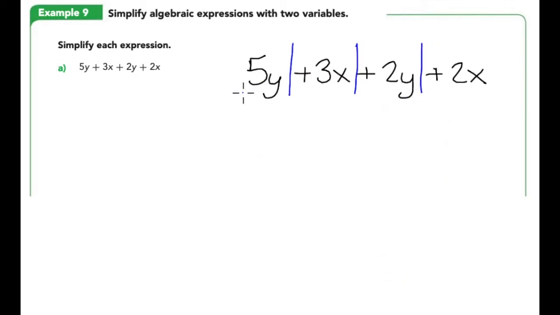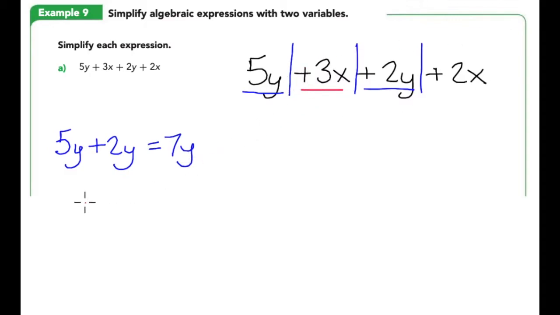So I'm going to start with my first term of 5y. And now I want to look for any like terms. And again, like terms are terms that have the same variable or variables raised to the same power or powers. So what I'm looking for is any other algebraic terms with just one y in it. 3x wouldn't be one. 2y is one. And that is it. So that is a positive 5y and a positive 2y. When we combine those, we are left with 7y.